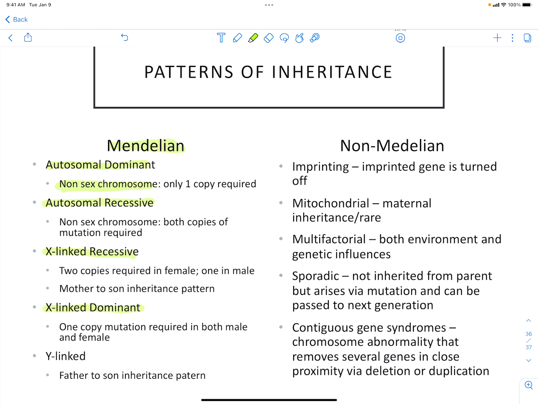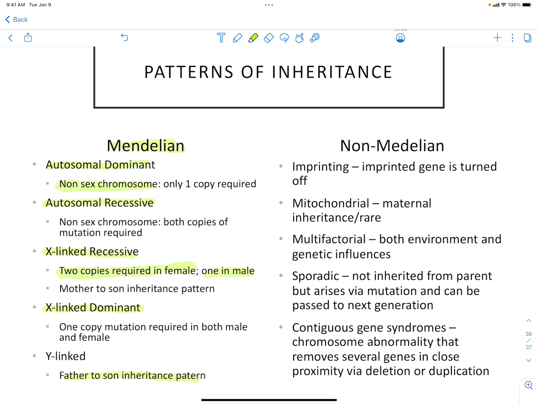So autosomal recessive tends to run in families with consanguinity. Consanguinity is a term used for cousins or very close relatives having children together. X-linked recessive, you're going to need 2 copies required for the female, 1 in the male. And so you're going to see mostly a mother-to-son inheritance pattern with the daughters being carriers. X-linked dominant, 1 copy mutated is required for both male and female. And then Y-linked, you're always going to see a father-to-son inheritance pattern.